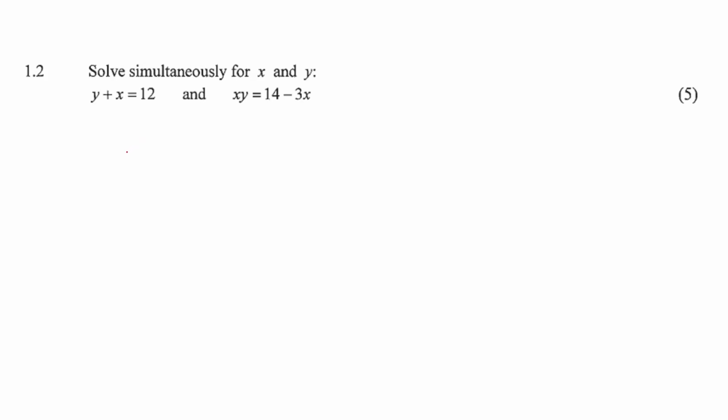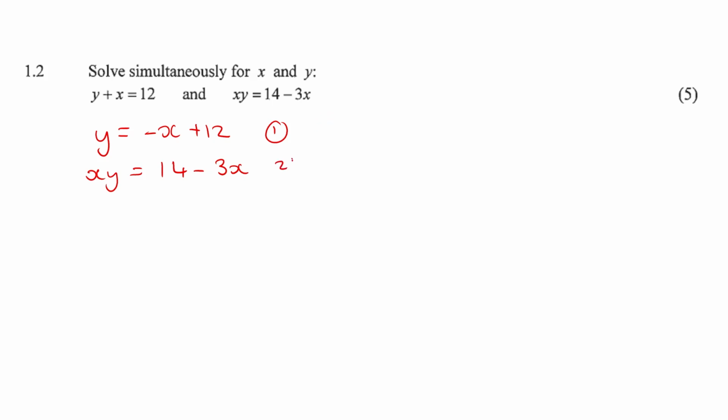Here we've got a nice simultaneous question. y plus x is equal to 12. So here we're just going to isolate y. So y is going to be equal to minus x plus 12, and that's going to be our equation 1. And our equation 2 is just going to be this: xy is equal to 14 minus 3x.